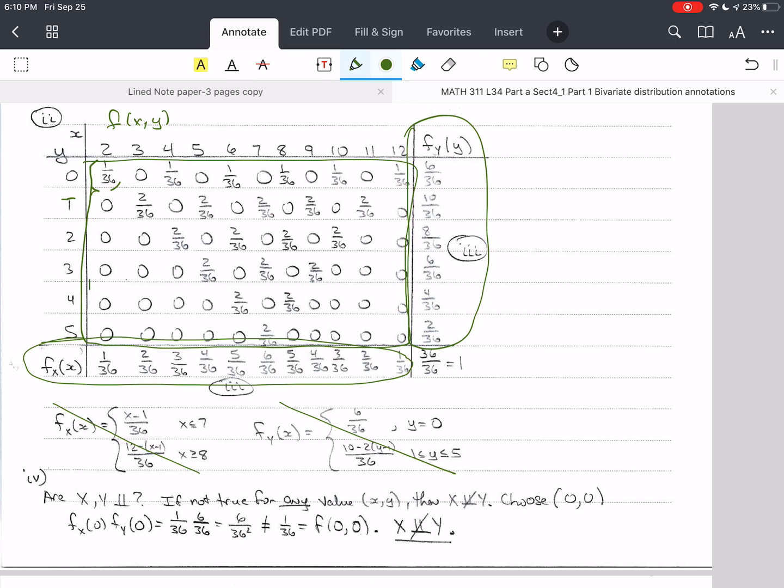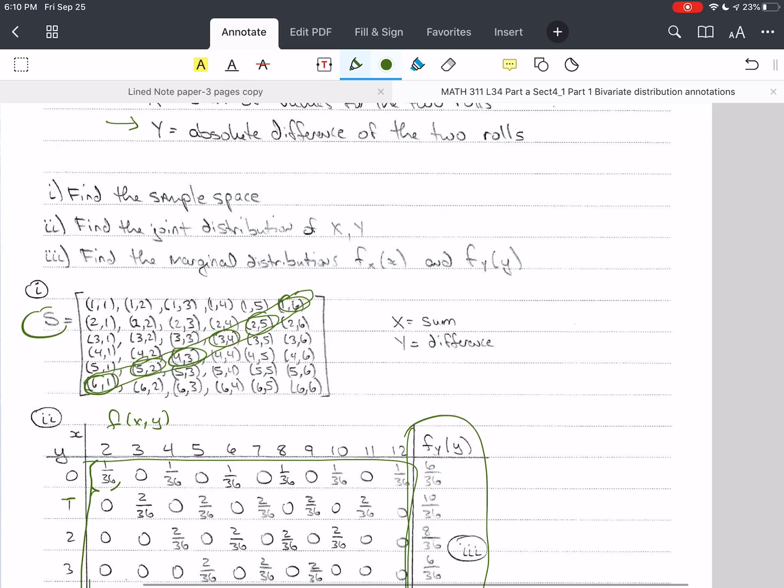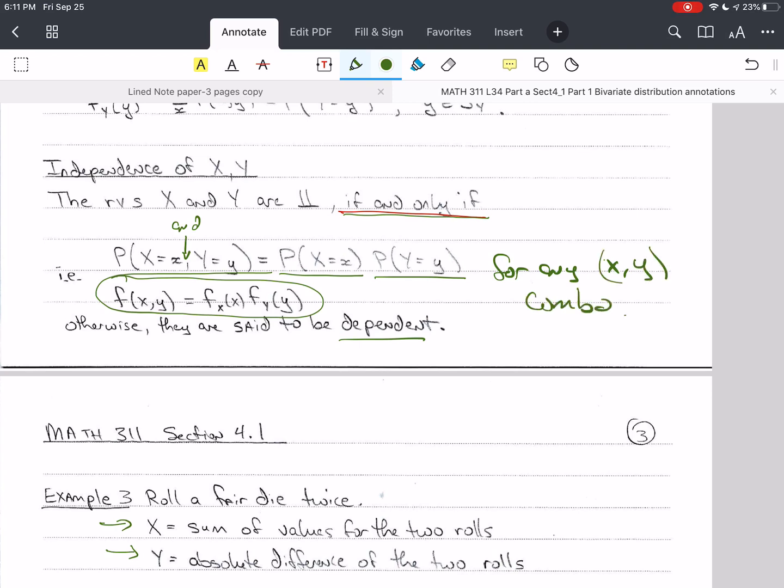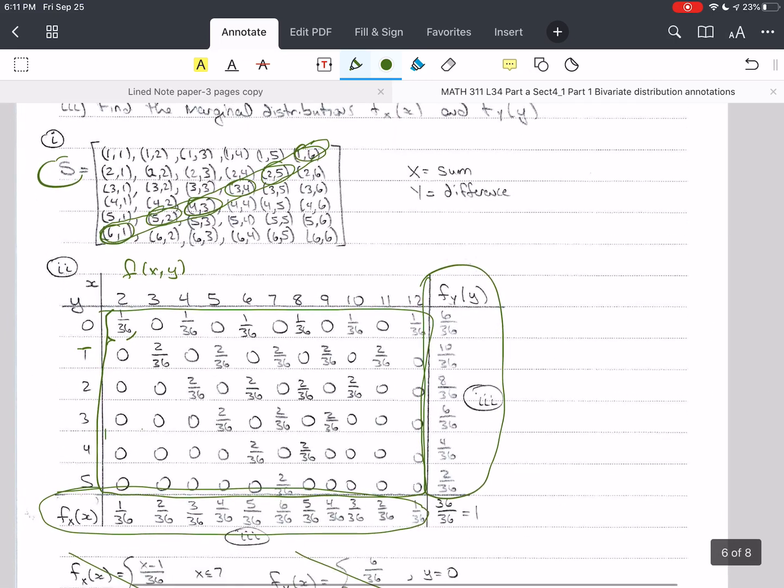So we want to ask, are x and y independent? And here, what we didn't say, but that you need to get from this, is that it has to be true for any, or all, I should say, xy combos. So if I find one where it's not true.